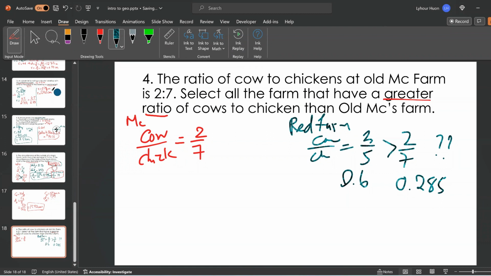I think, wait, stop. I think 0.6. 0.6? Yeah, say it with confidence. 0.6 is greater. Okay. Let me take a deep breath. Okay.